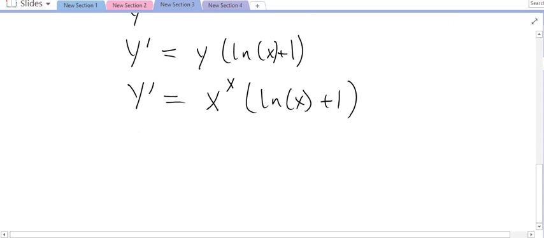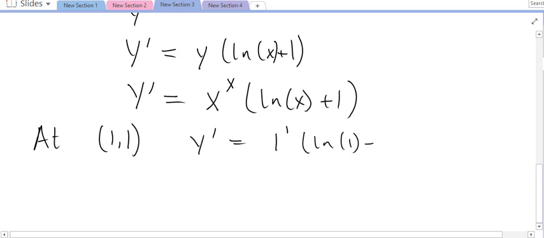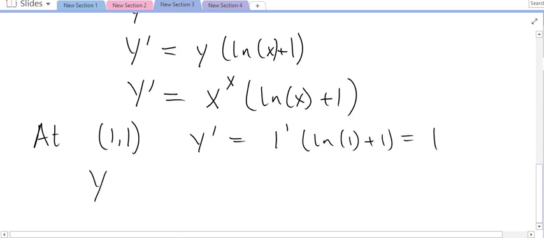And so if we wanted a concrete example for this function at the point 1, 1, if we plug in 1 for this, we'd have 1 to the 1 times ln of 1 plus 1. So this is really just 1. So what we'd expect is that our tangent line here would be y minus 1 equals 1 times x minus 1. And let's go ahead and check that.